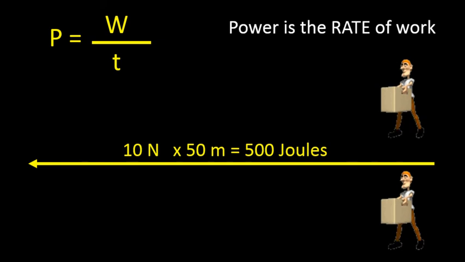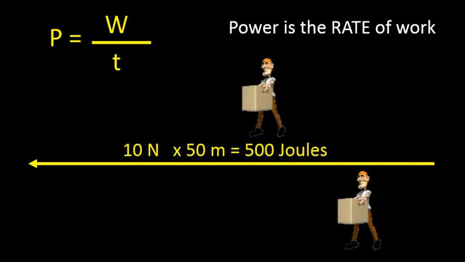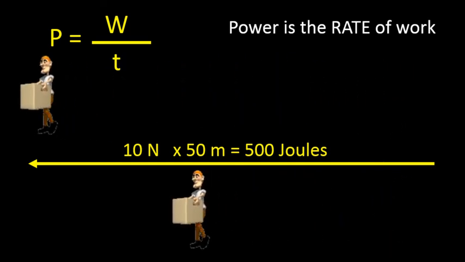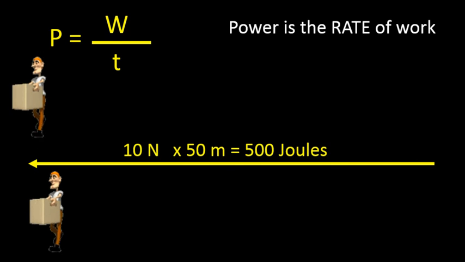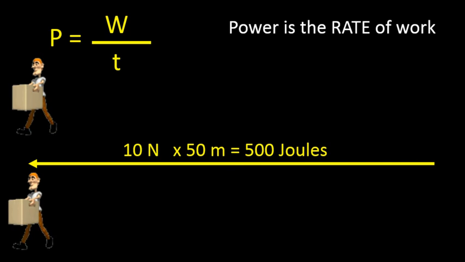But when they walk across, they're both going to walk across at a different rate. So you can see the man at top is going to be walking much faster than the man at the bottom. So they did the same amount of work. They carried the same box, the same distance, but one just did it faster.